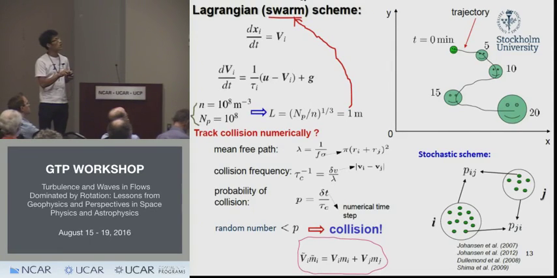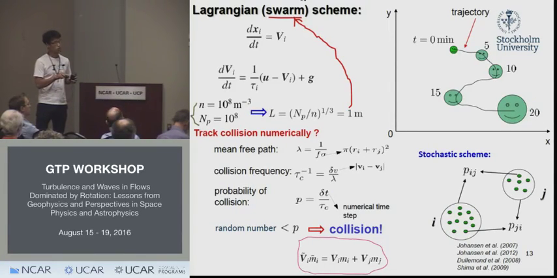That's why here we use this modified Lagrangian scheme. It is called a swarm model. Basically it's a multiscale method where we represent a certain number of cloud droplets with one super particle. Then when we track this collision, the first concept that comes to our mind is the mean free path.